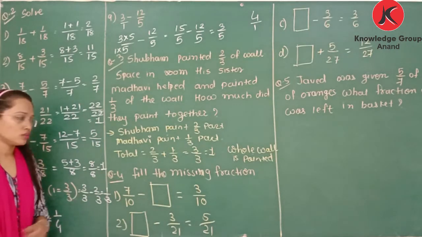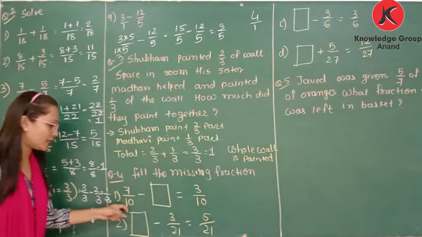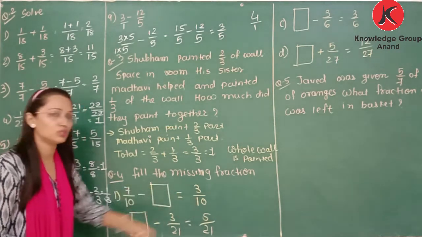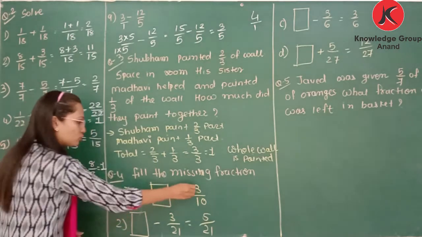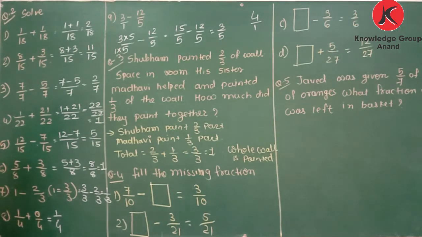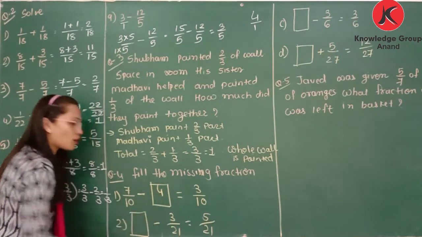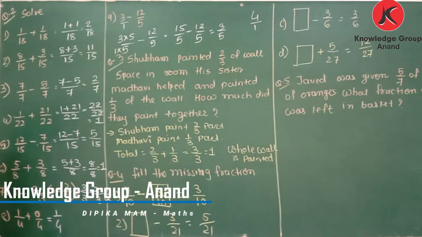Now question number 4, fill in the missing fraction. Here first is 7 by 10 minus blank is equal to 3 by 10. From 7, which number should we subtract to get 3? If we subtract a number from 7 to get 3, that is 4. If we subtract 4 from 7 we get 3, so the denominator remains the same, that is 4 by 10.